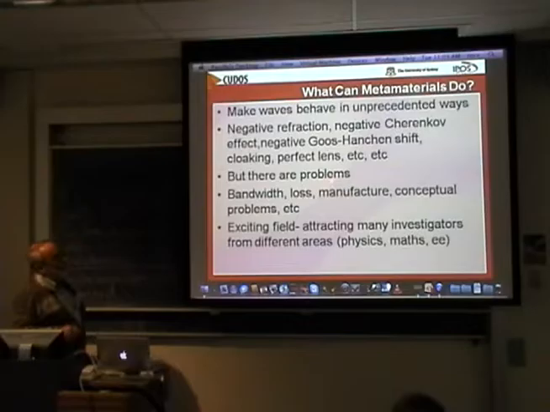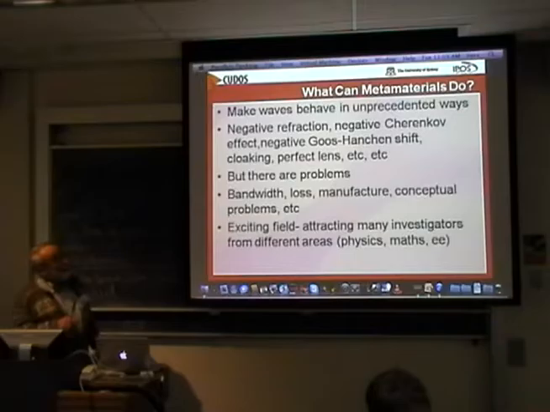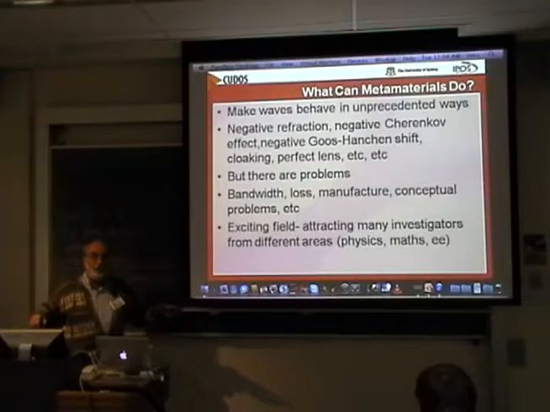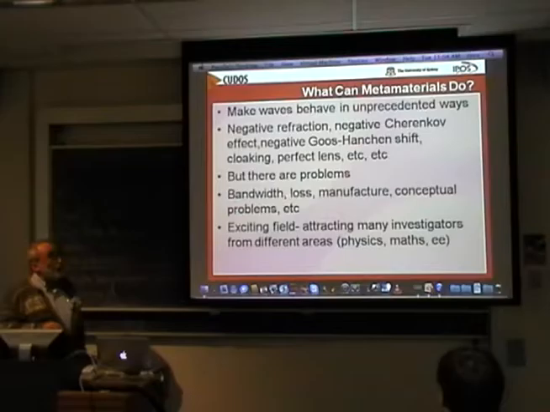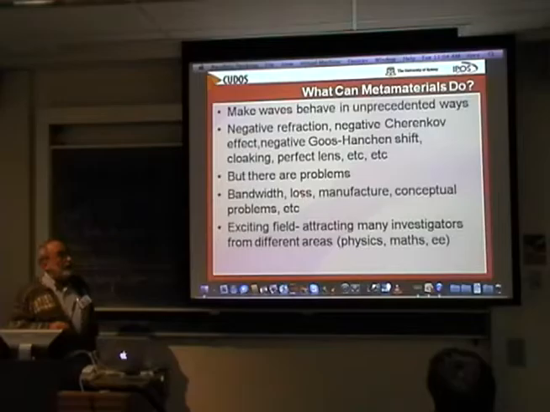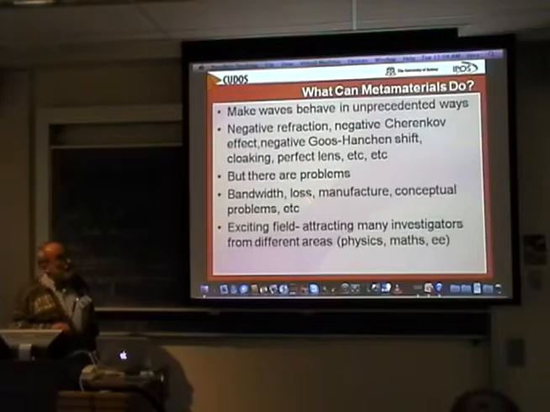The problems are, I've said that you get negative refraction in metamaterials due to resonances. Resonances are always finite frequency effects, so you've got a problem of bandwidth. Also, frequently you need metals to make these metamaterials. Whenever you've got metals, you've got epsilon, the permittivity, with an imaginary part, which gives you loss. And this loss is a difficulty.